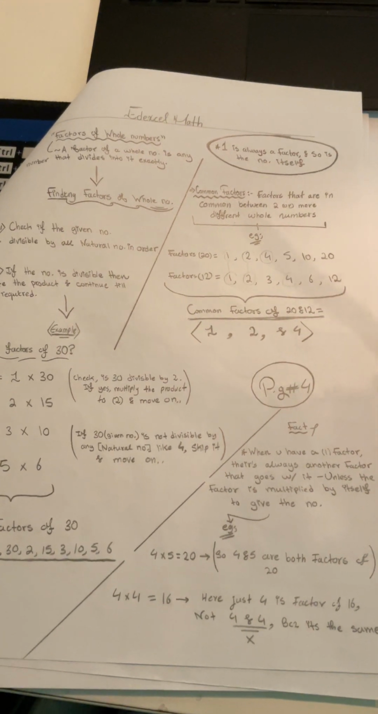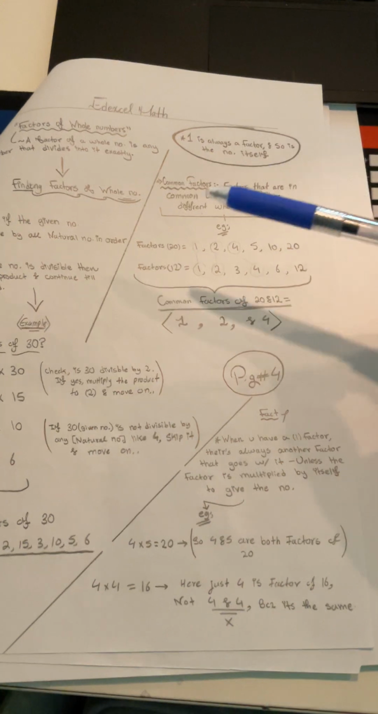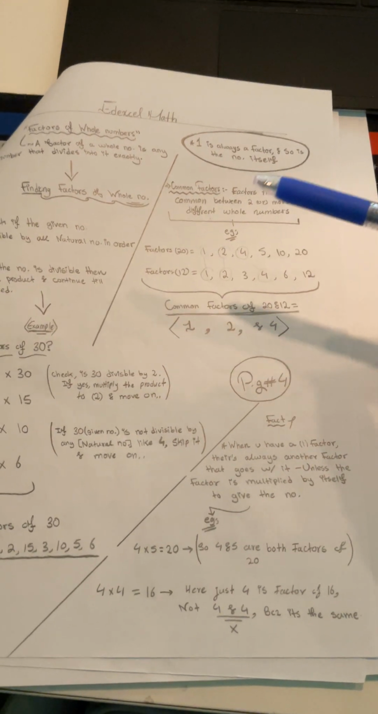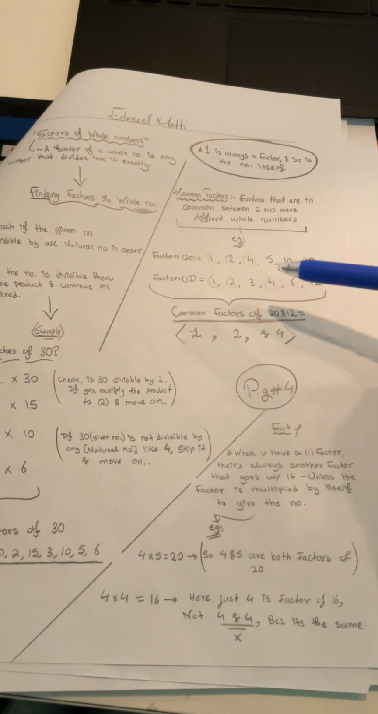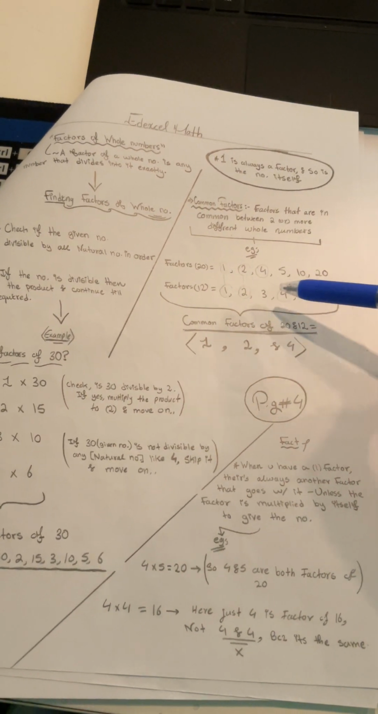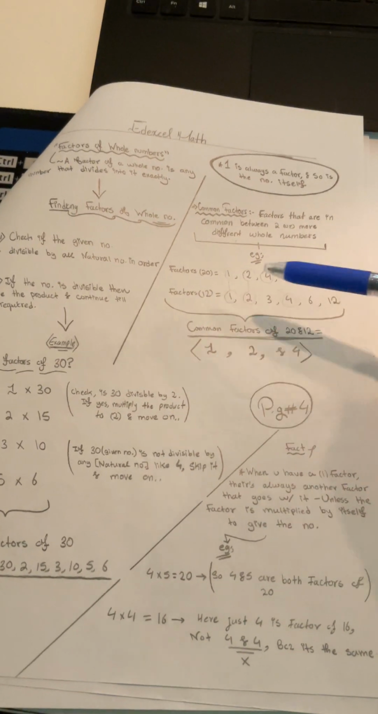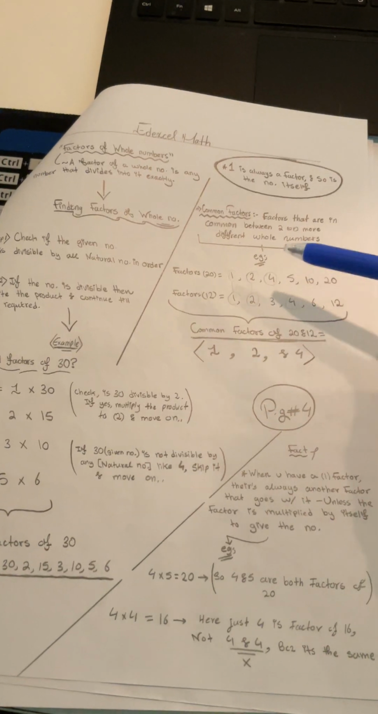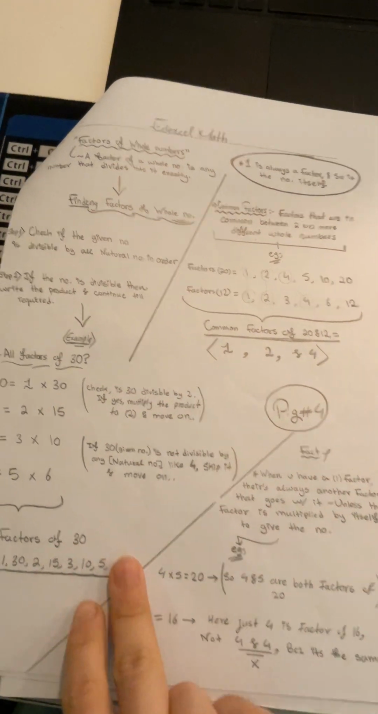Common factors are basically factors that are common between two or more different whole numbers. Like factors of 20 and factors of 12. Factors of 20 include 1, 2, 4, 5, 10, 20. Factors of 12 include 1, 2, 3, 4, 6, 12. So what's common is 1, 2, 4. But this does not mean that you write each number 2 times. If 1 is common, write 1 one time. 2 is common, write 2 one time. 4 is common, write 4 one time.